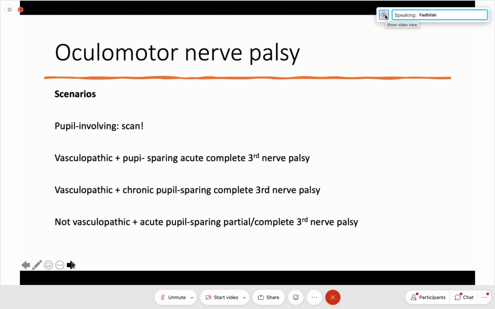Finally, if the patient is not vasculopathic, that is no diabetes, no nothing, but the patient develops acute pupil sparing, partial or complete, scan the patient.